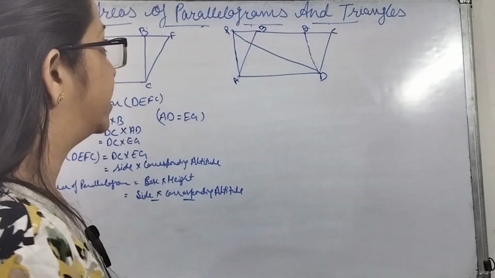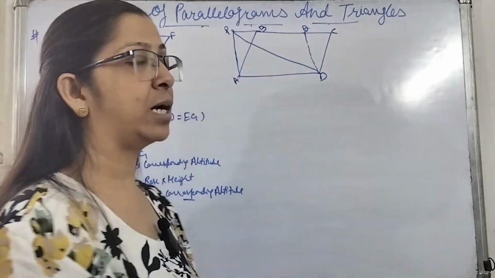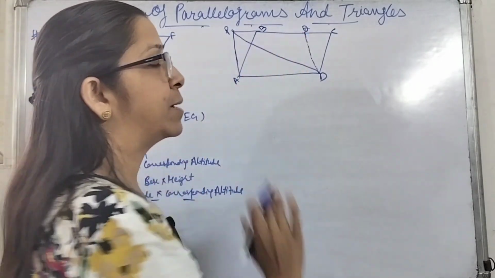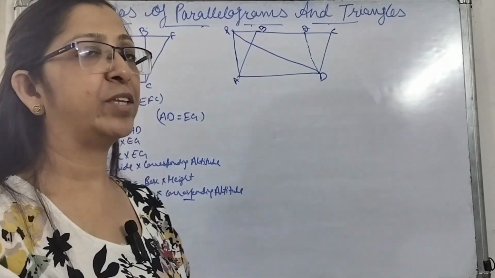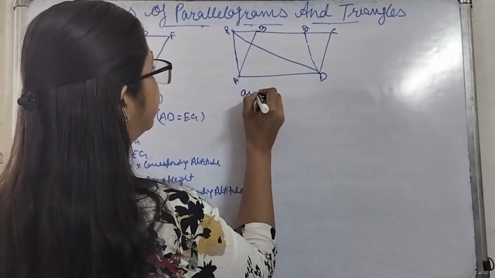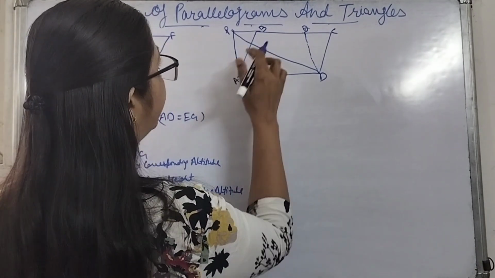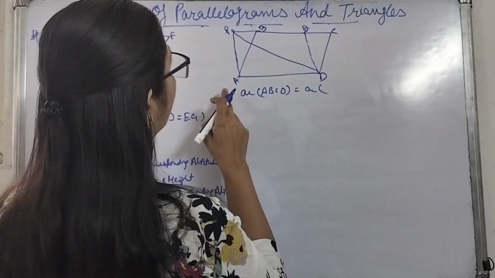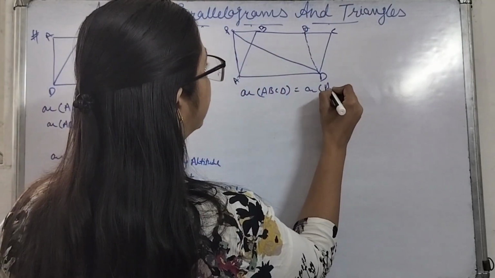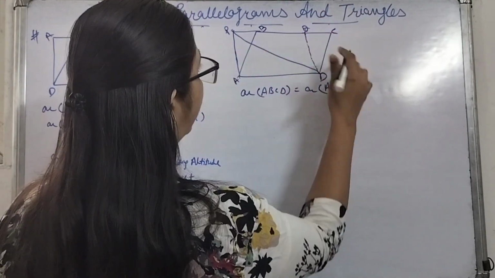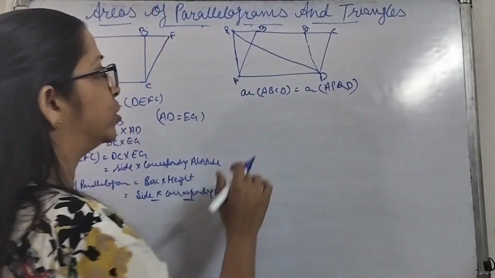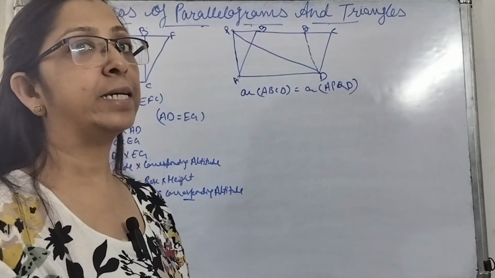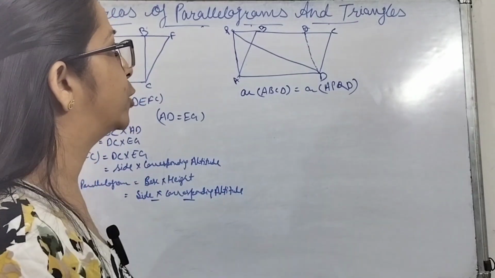We had already seen that if there are two parallelograms on the same base and between the same parallels, then their areas are equal. That means area of ABCD will be equivalent to area of APQD. Both the two parallelograms are on the same base and between the same parallels. That's the reason their areas will be equal.